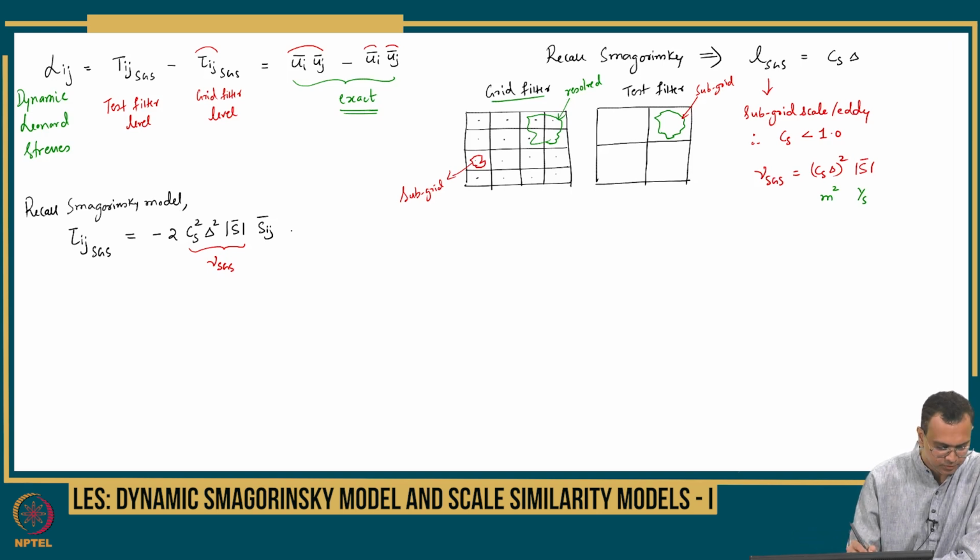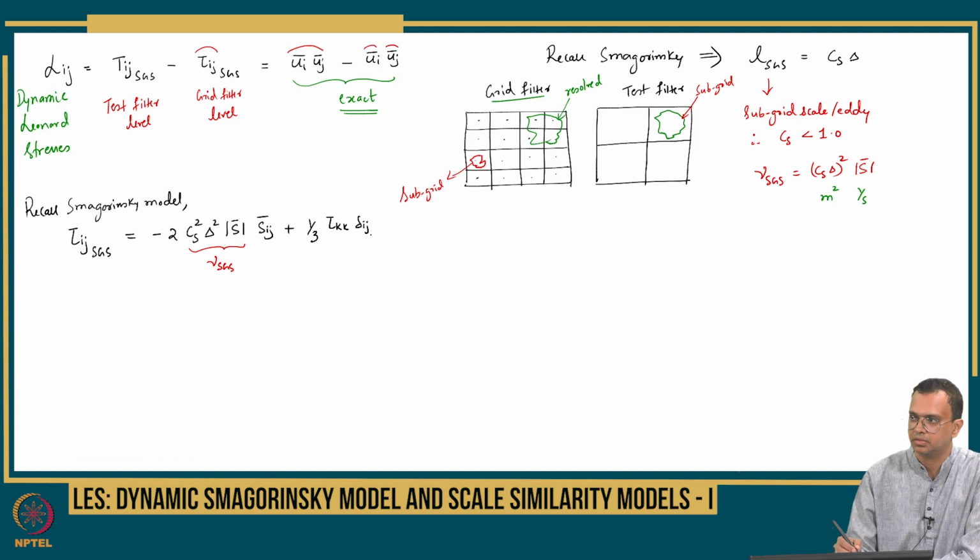And then followed by, of course, you have plus 1/3 tau kk delta ij. I am not using the idea that is suggested by Pope, where you take 2/3 k SGS. That requires k SGS to be computed using, let us say, a one equation model. Instead, we go back to the original equation where tau kk is introduced. So I have an equation here, let us call it 1. This is at the grid filter level, right?